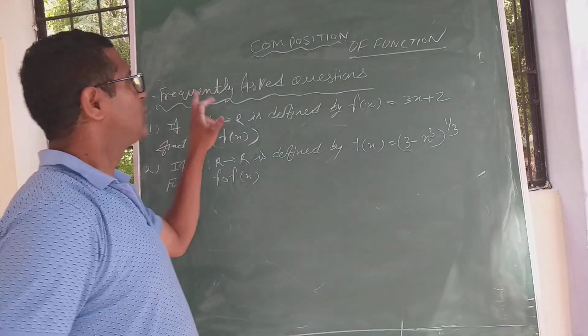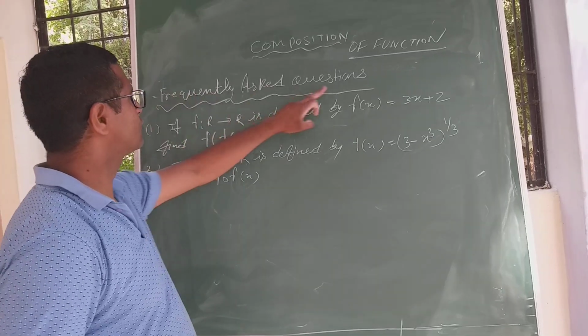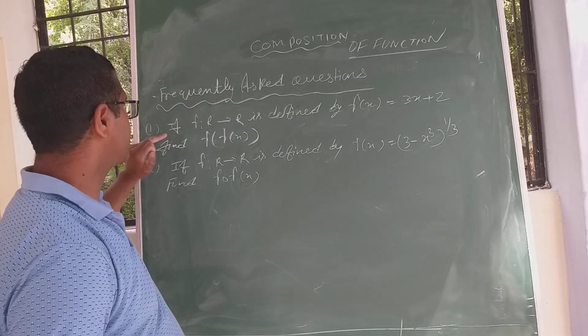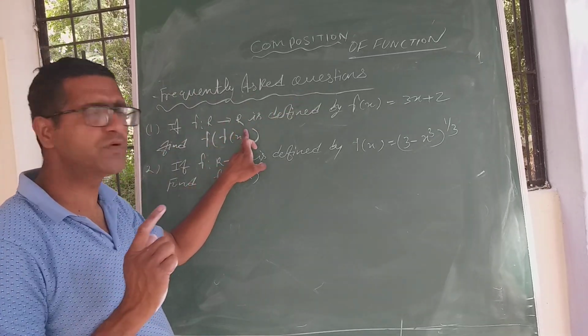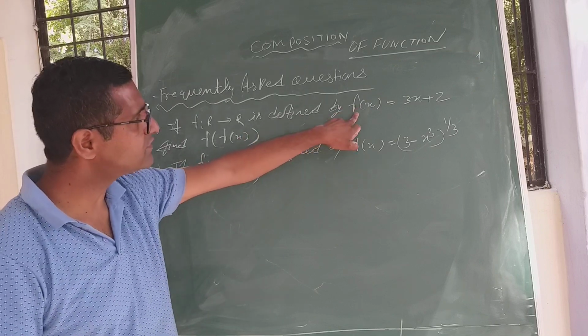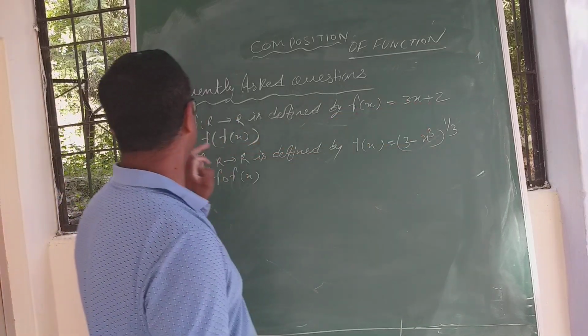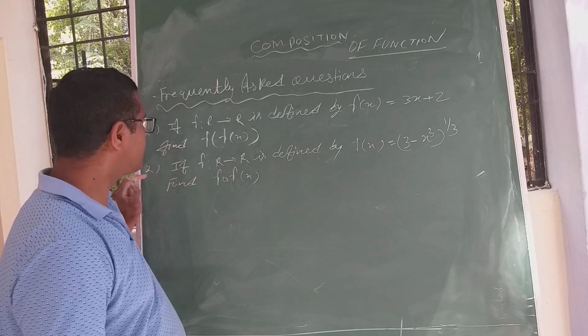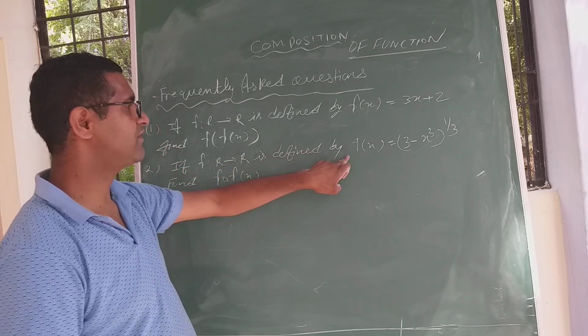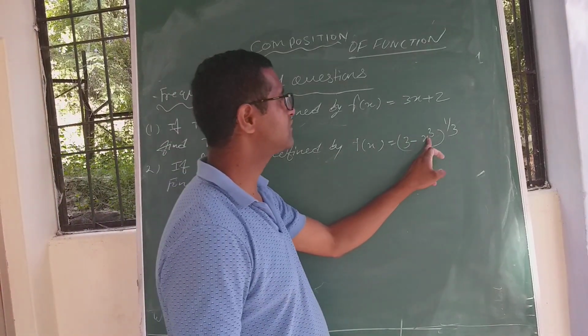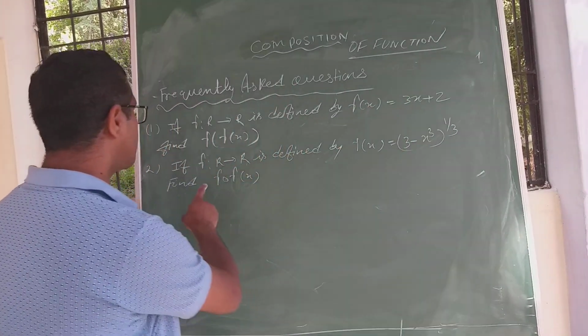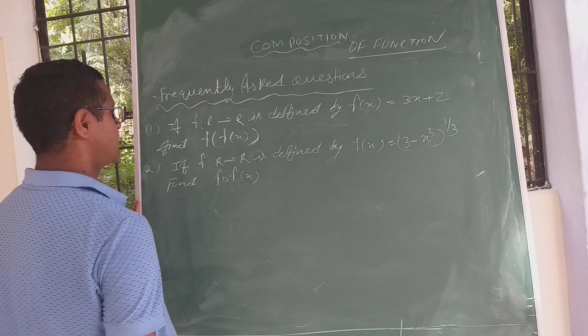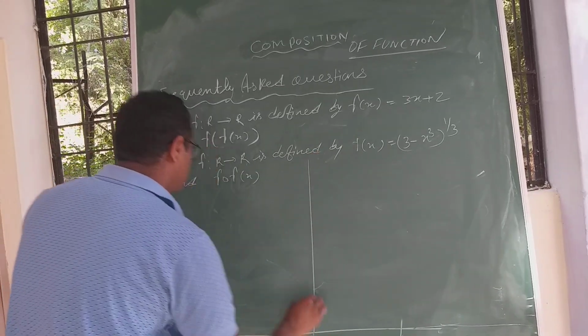Today I will tell you frequently asked questions. Question one: if f from R to R, real numbers to real numbers, is defined by f(x) = 3x + 2, find f of f(x). In the second question, f from R to R is defined by f(x) = (3 − x³)^(1/3). Find f of f(x). Let us see these questions one by one.